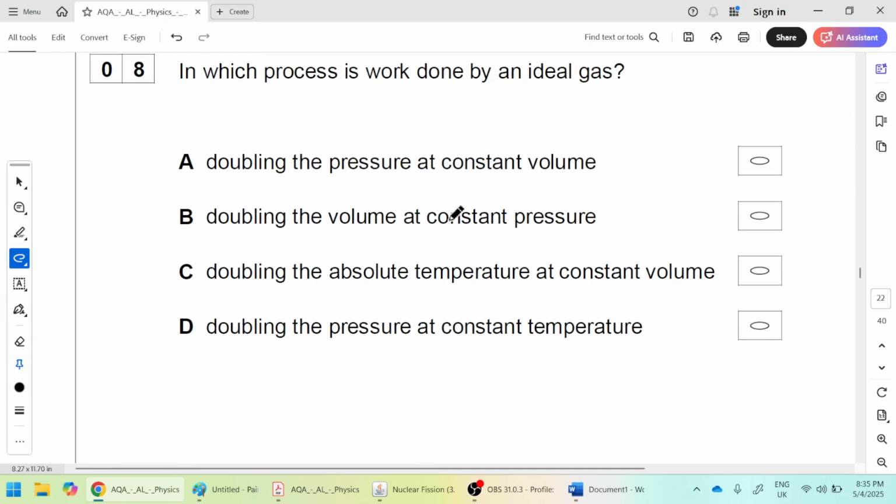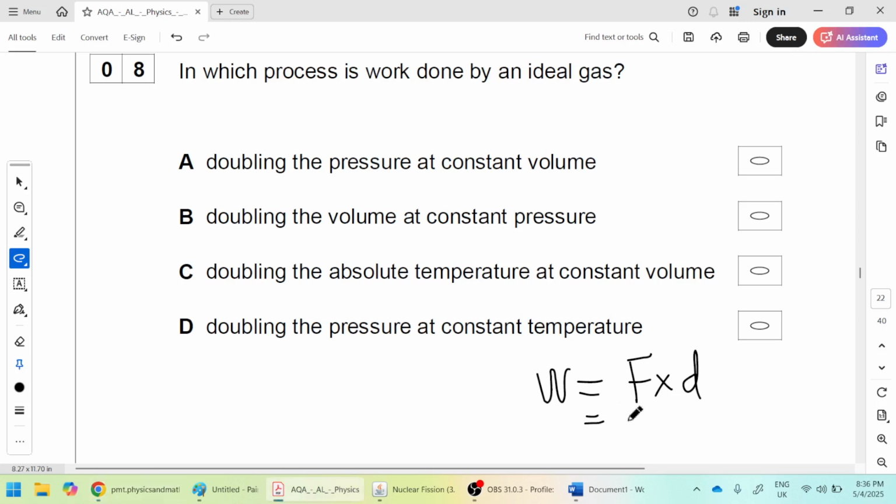In which process is work done by an ideal gas? Let's see. Work done equals force times distance. I think in your equation sheet, they've already connected it to pressure times volume. Let me just double check. Thermal physics. Okay, no, they haven't.